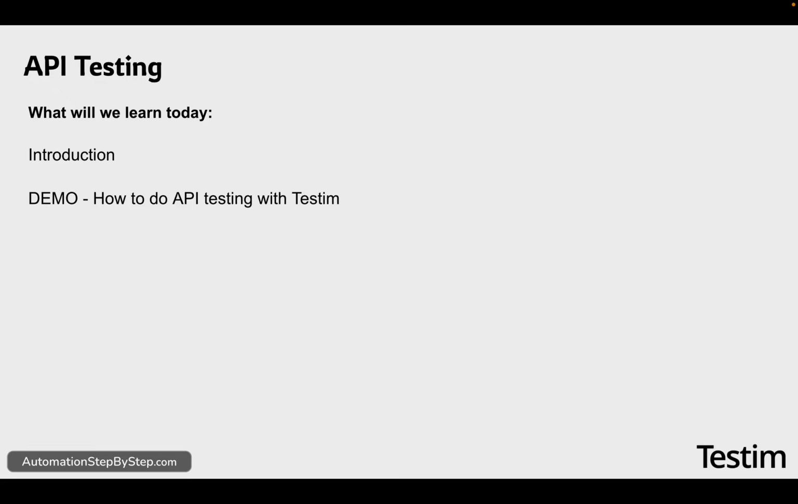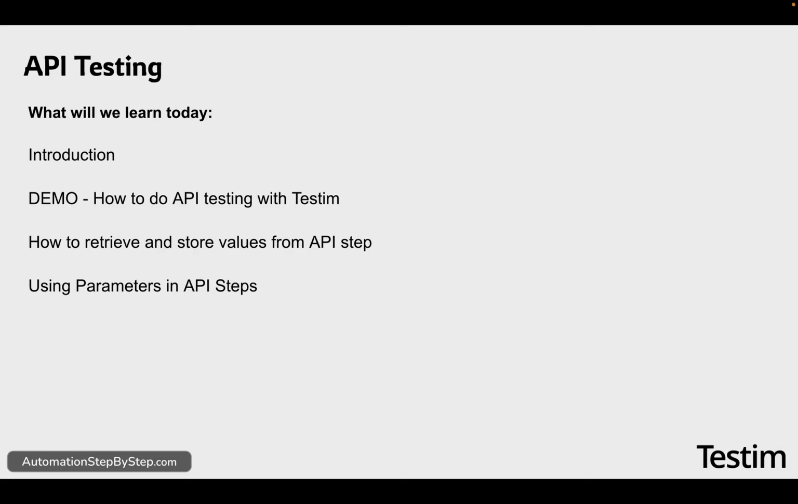and validation in Testim, and then we will also learn how can we retrieve and store values from API step, and then we can use these values in any other subsequent steps, and then we will see how can we use parameters in API steps. So I will show you a step-by-step demo. You can do hands-on along with me. So let's get started and let us first see the introduction for API testing in Testim.